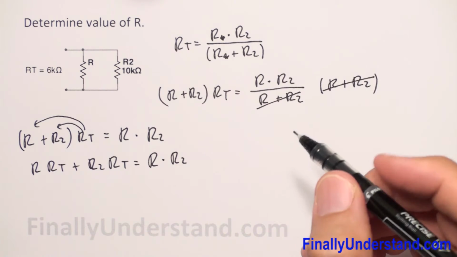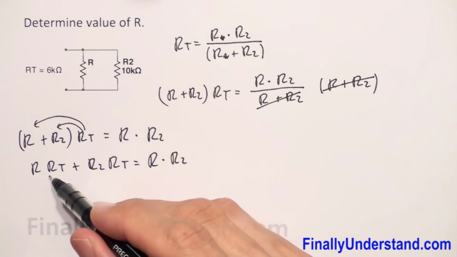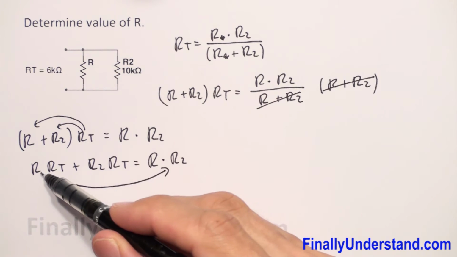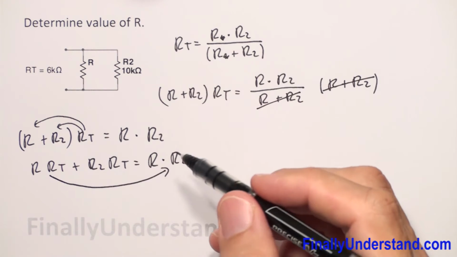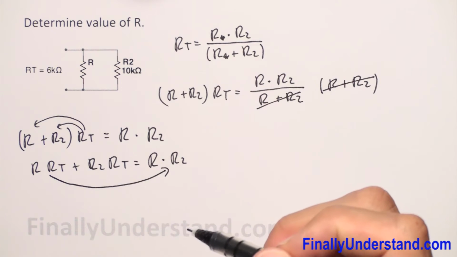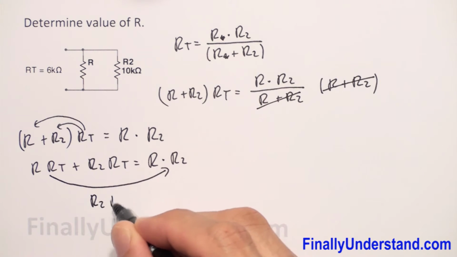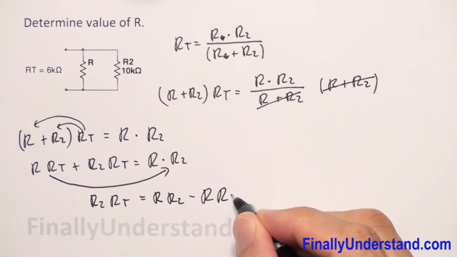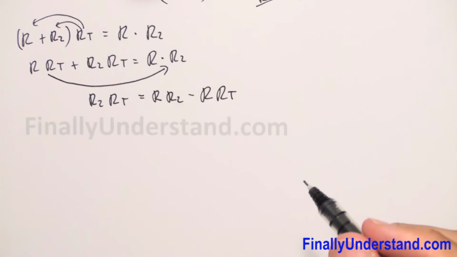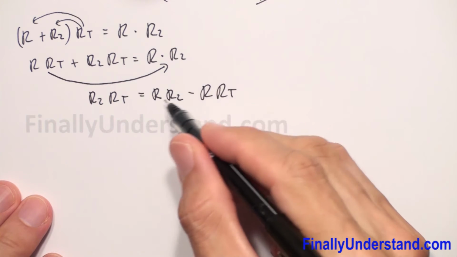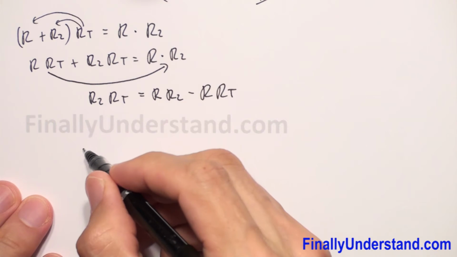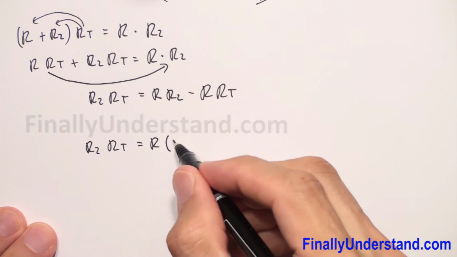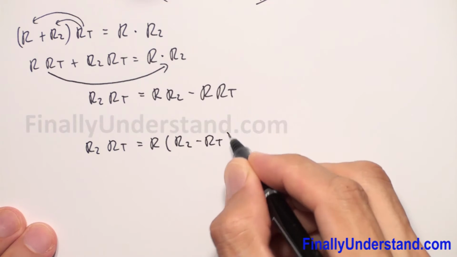Next, I'm supposed to bring all terms which contain R to one side. So I simply move this term to the right side, because this one has R and this one has R. And in order to keep this term positive, I'm going to keep it on the left side. So I have R2 times R total is equal to R2 minus R total. Next, I have to factorize the common factor for these two terms, which is simply R. So I have R2 times R total is equal to R times R2 minus R total.